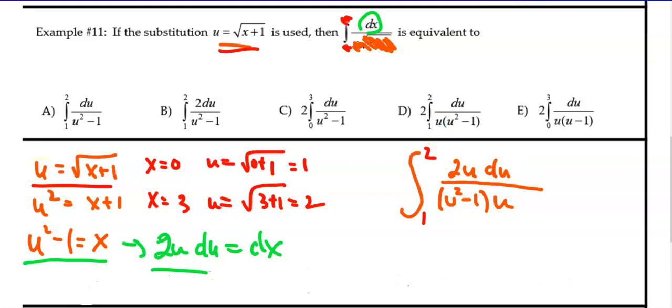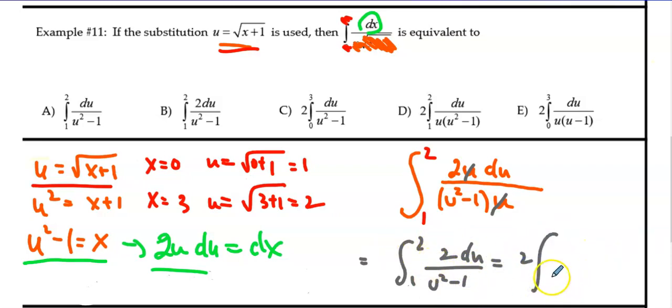Once I do that, I can cancel the u's, and I'm left with the integration from 1 to 2 of 2 du all over u squared minus 1. And I can pull the 2 out, because you don't have to, but you can pull the 2 out if you want to. So both of these are equivalent to each other, and that's going to give us the answer, which is B.